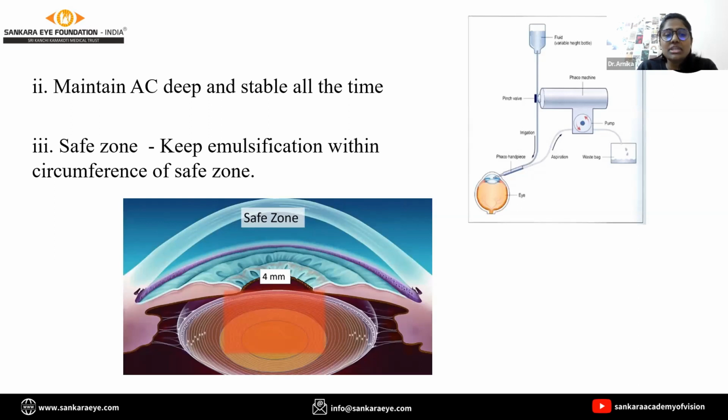Keep emulsification within the circumference of the safe zone, which is shown in the picture below. So this is the safe zone, and we have to keep our emulsification within this area, which is away from the posterior capsule, away from the endothelium, and away from the anterior capsular angle.